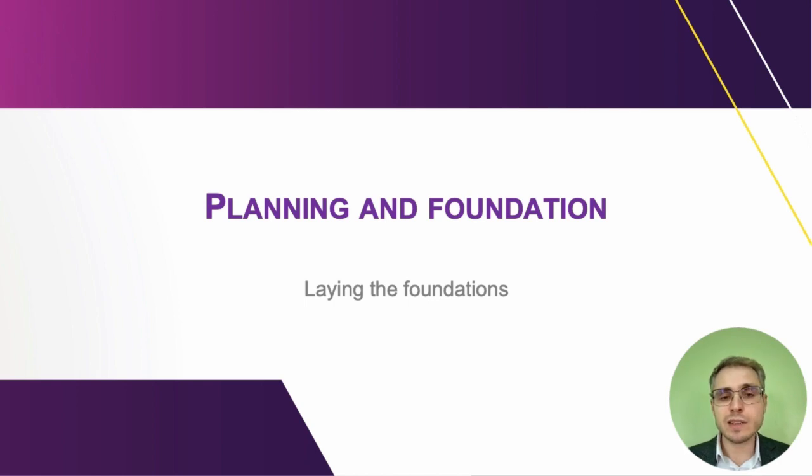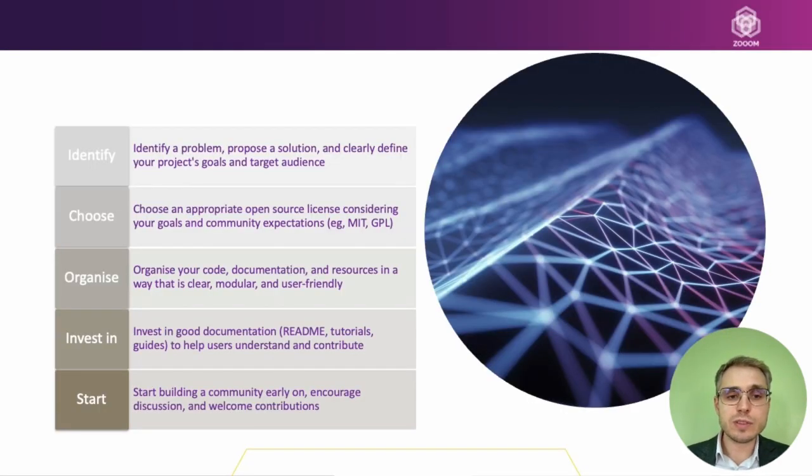So in terms of planning and foundation, it's important to follow these 5 steps. So first, you must identify a clear problem, then be able to provide a solution and clearly identify your project goals and target audience. Secondly, you must be able to choose an appropriate open source license using informed advice. It does not necessarily have to be advice given by a lawyer, but it should be well informed by how communities understand and interpret the different terms of the popular open source licenses such as MIT or GPL.